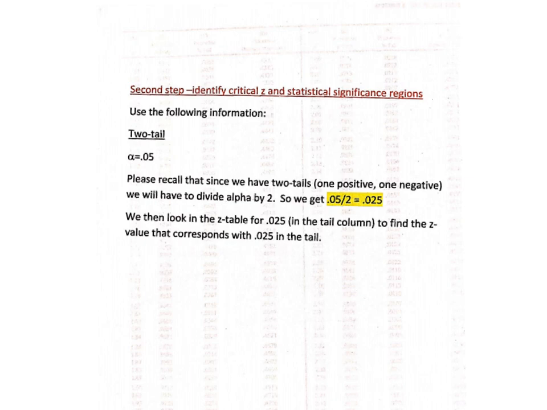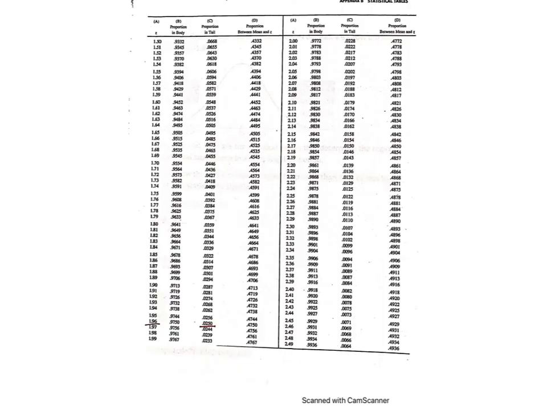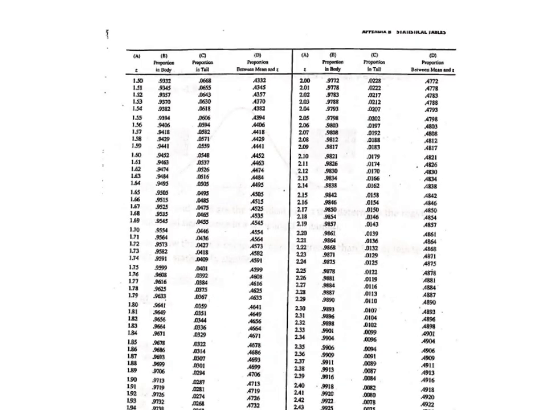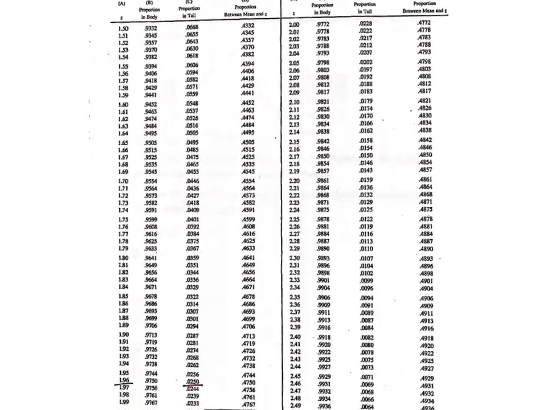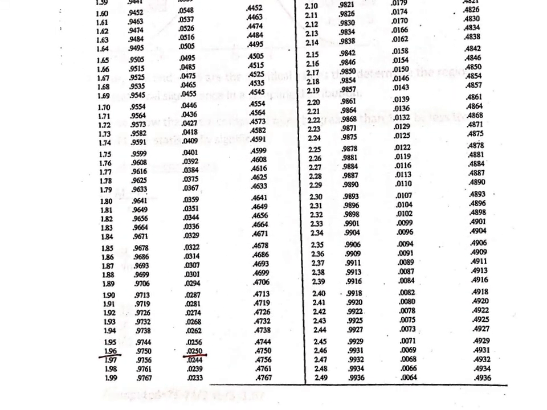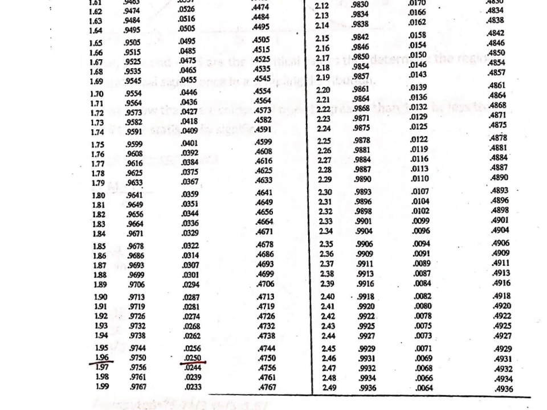We're then going to look in the z table for 0.025 in the tail column to find the z value that corresponds with 0.025 in the tail. So when we look at our z column, what we look for is 0.025, and it's in column C, as in canary, which is the third column. You see that 0.025 corresponds to 1.96. What you need to remember is that because there are two tails, it could be either a positive or a negative score. So that means we're going to have two z criticals. We're going to have one that's 1.96 and one that's negative 1.96.